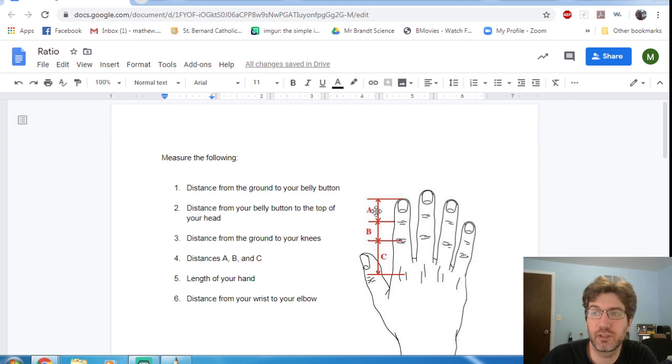Distance A is given right here by this diagram, so that's from your knuckle to your fingertip. Distance B would be from between your two knuckles here, and distance C would be from your last knuckle to your middle knuckle, however it is.